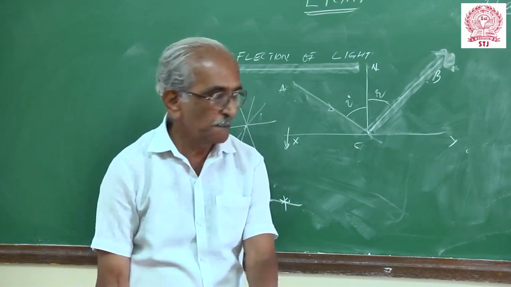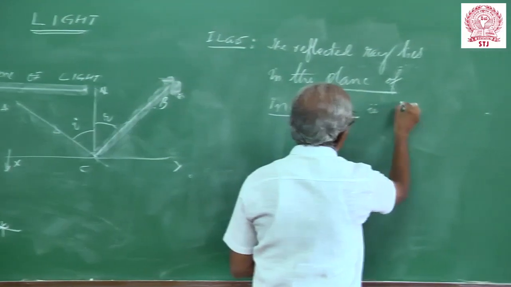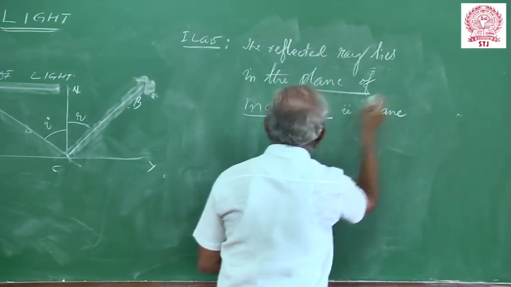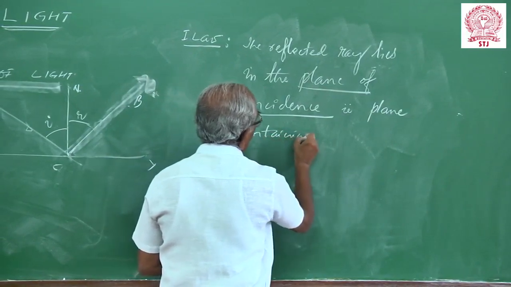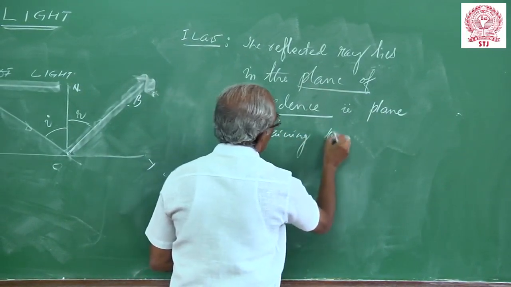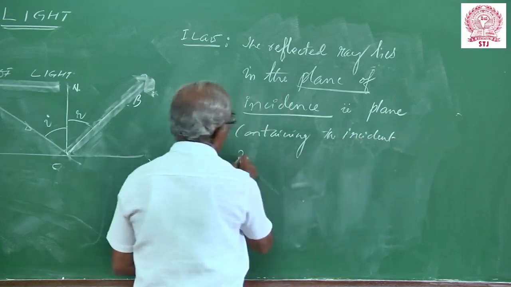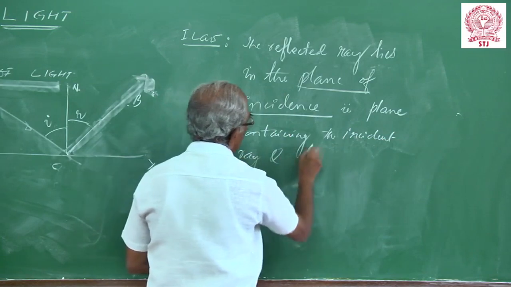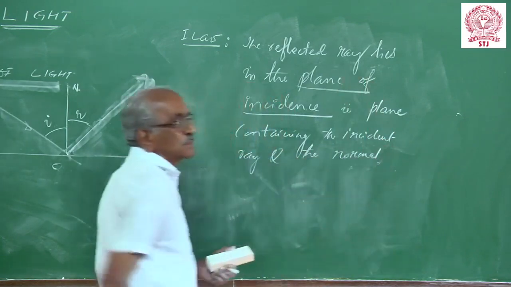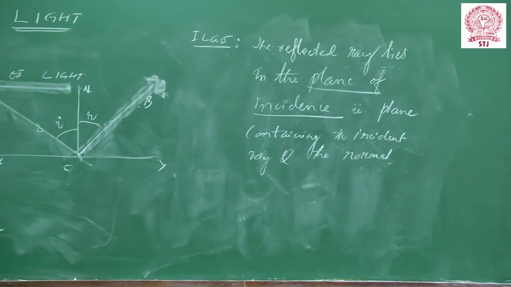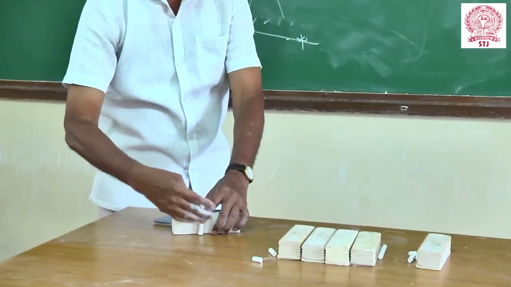Now this plane, the plane of incidence, means the plane containing the incident ray and the normal. So I have the incident ray here, the normal here like this. So this is the plane.